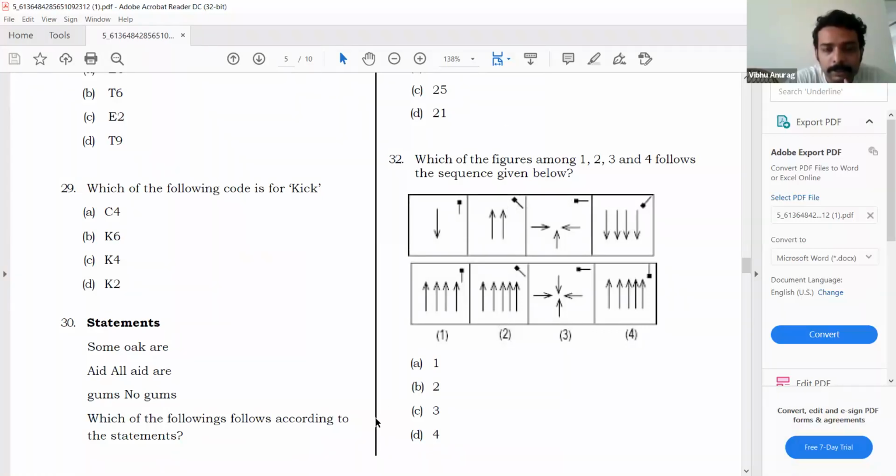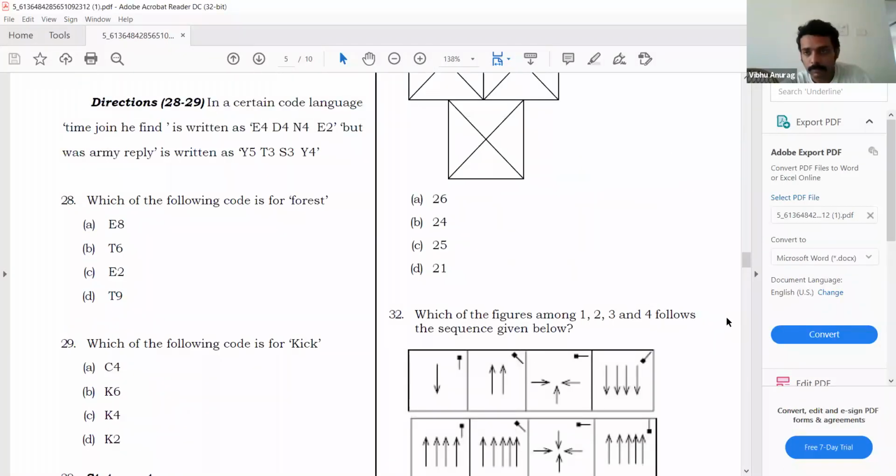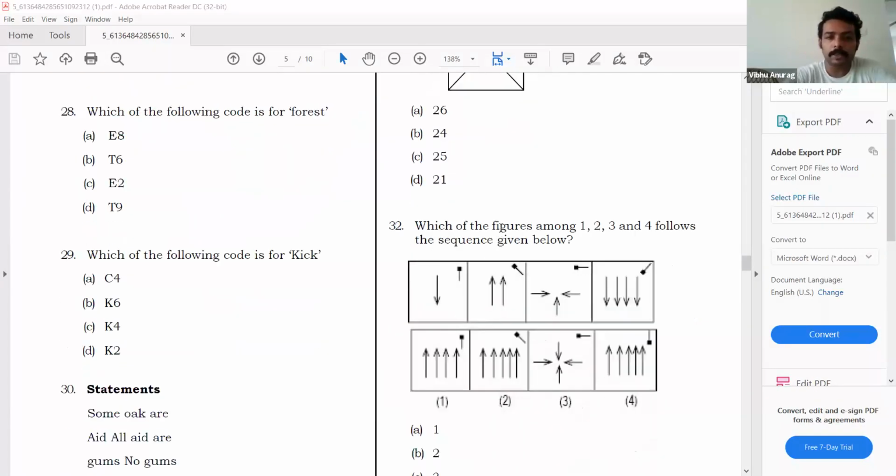Yeah, I'll tell you. I'll post the answers for 27 to 30. I'll just post them now. This is 27 to 30. And 31 was A.